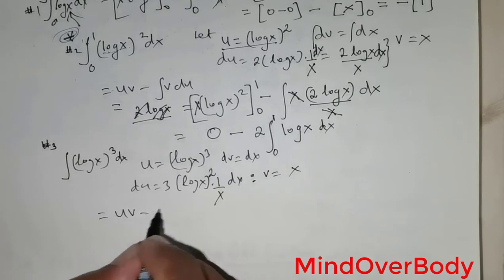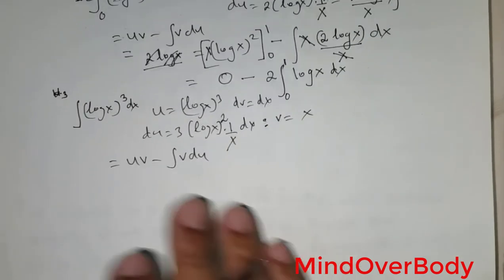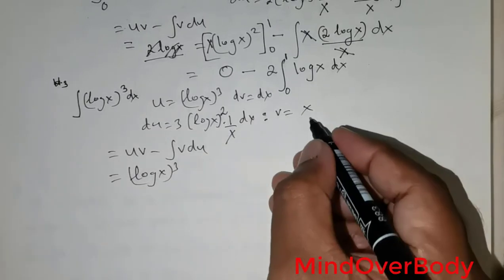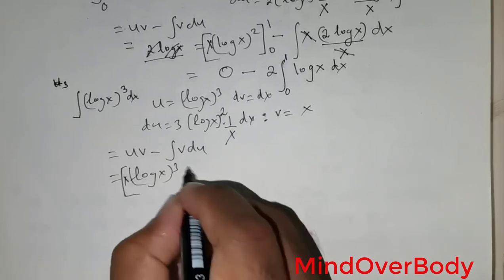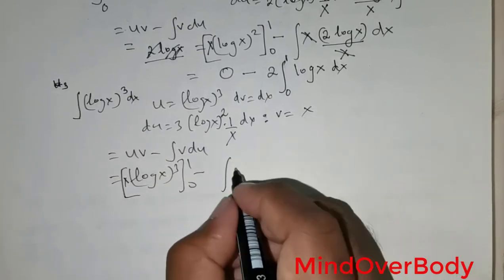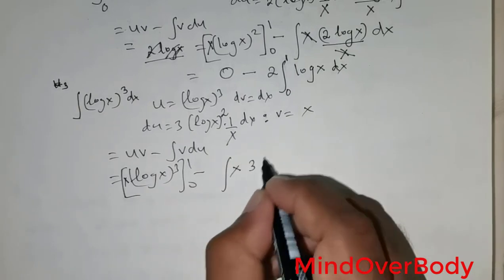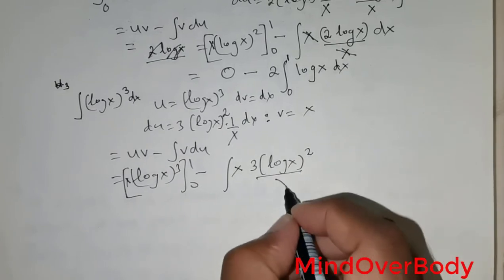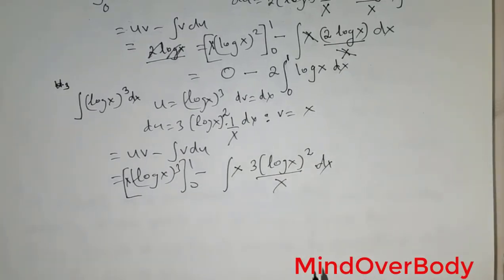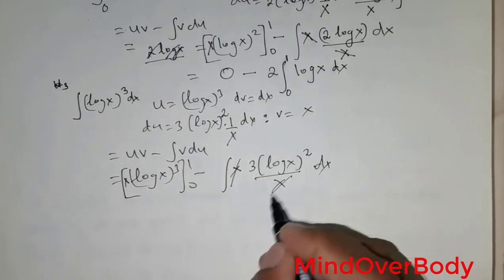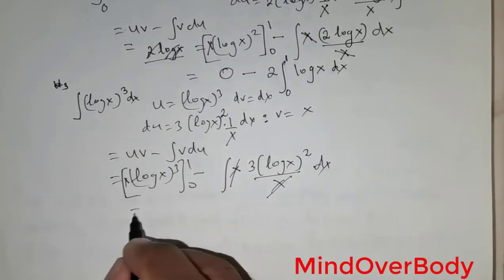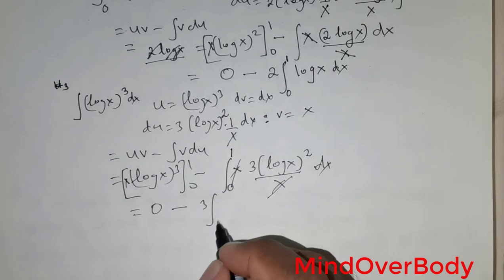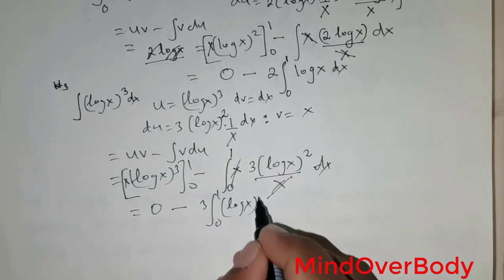So formula uv minus integral v du, what do I get? My u is log x raised to the power of 3, my v is x, I place my x here, the limits are 0 to 1, negative integral, v is x, my du is 3 times log x raised to the power of 2 over x times dx. So x and x gets cancelled. Now this is going to be 0. Now this is going to be negative 3 times integral, of course the limits are 0 to 1, log x raised to the power of 2 times dx.